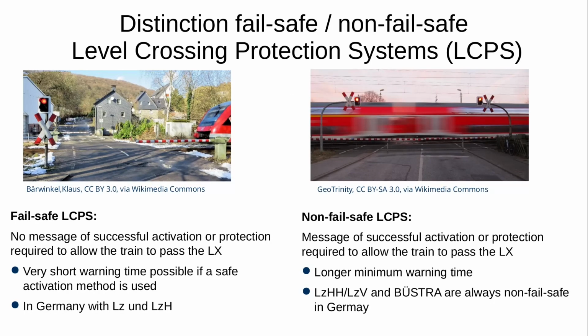First of all, an important definition in this video: the distinction between fail-safe and non-fail-safe level crossing protection systems, short LCPS. A fail-safe LCPS doesn't need to give a message about successful activation or protection to allow a train to move over the level crossing. This means by sending the command to activate, it is ensured that the level crossing is protected when the train is at the level crossing. Advantage is the very short warning time that is reachable if a safe activation method is used. The warning time is the time from activation until the train is at the level crossing.